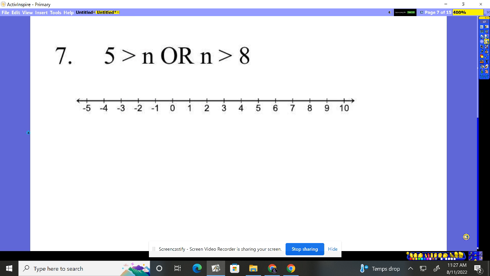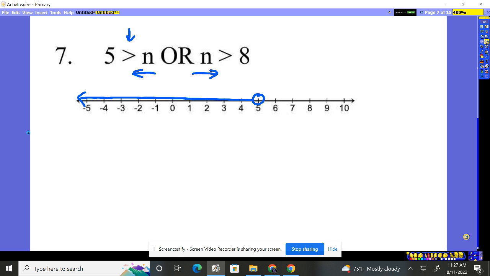Number 7, we want the number to stay smaller than 5. 5's bigger than our number, or that. So what does this mean? Or is usually one's going to be shooting that way, and the other's going to be shooting that way. So let's start with this piece. n is less than 5. Here's 5, doesn't include it, and it's less than 5. So it's going to the numbers smaller than 5, okay?